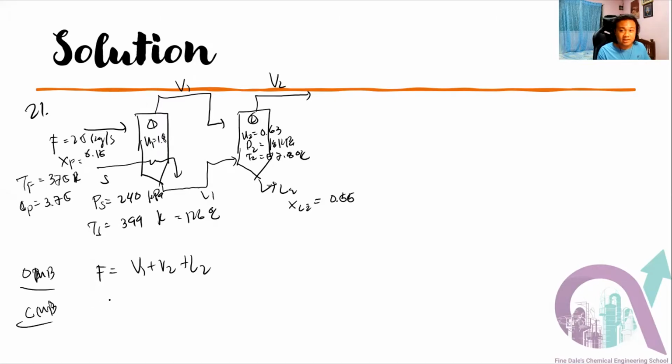And if you think this solution is weird, just ask why the solution is weird. So you have F times XF equals L2 times XL2. And then you have L2 equals 2.5 times 0.15 over 0.55. So you'll get 0.62 kilogram per second.